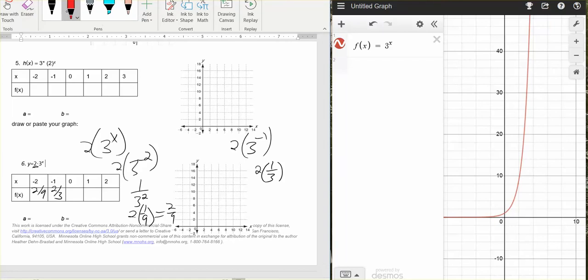So at negative 2, I was at 2/9. That's 0.22222. And then at negative 1, I'm at 2/3. And now at 0, it would be 1, because anything to the 0 power is 1, but then I have to multiply that by 2. So I'm actually at 2. So our points are at 0.22222, and then at 2/3, and then at 0 it's at 2. And then at 1, we would be at 3 to the 1, which is 3 times 2, so that's 6. So at 1 we're at 6, so here's 1 at up to 6.